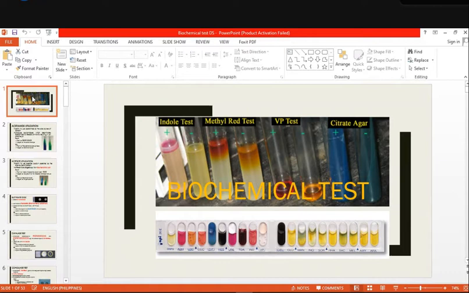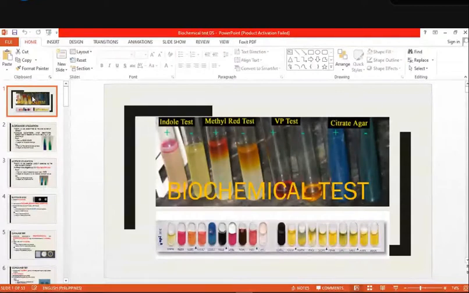Then we get into the common tests that are used for the Enterobacteriaceae. Diyan na yung mga TSI, yung ating mga LIA, yung ating mga oxidase, and all of those and the others that can all lead to the identification of the organism. So we'll start with the single substrate utilization.